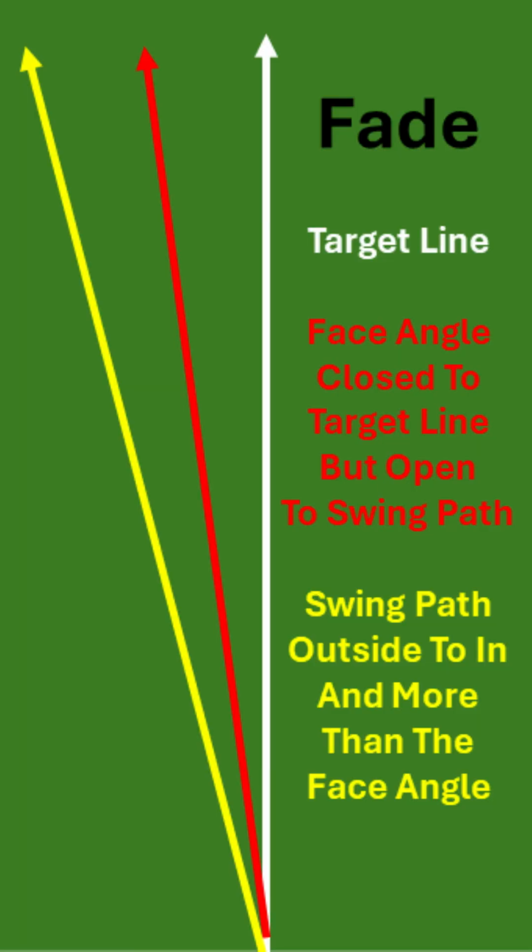So now what I have is a face that's closed to the target line, but open in relationship to the swing path. So it's not open as much as the swing path. Once again, let's say the face was 2 degrees closed. The swing path could be 3, 4, or 5 degrees to the left. So the face is less than the path. So that gives us draws and fades. So let's put it into play and see what happens.